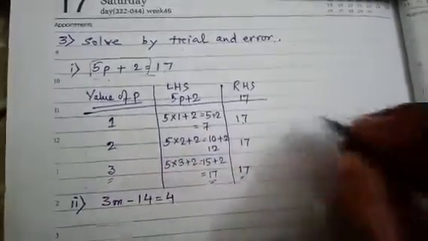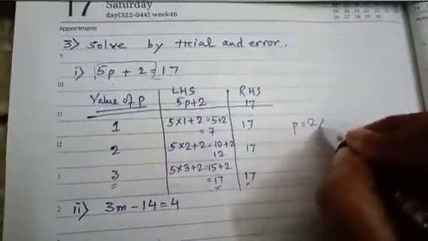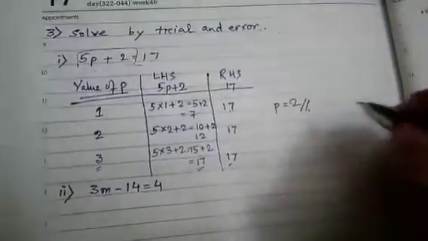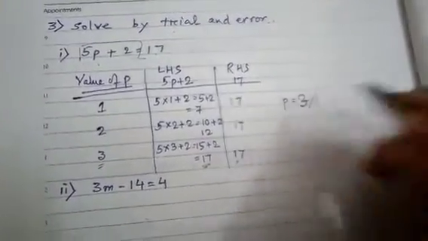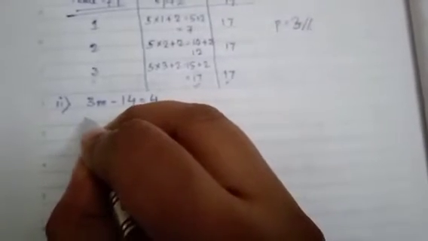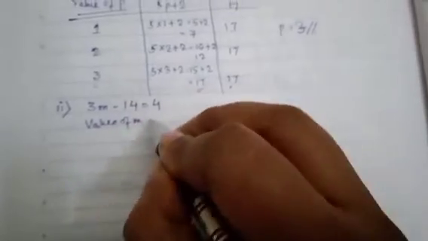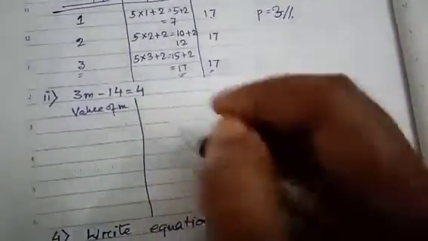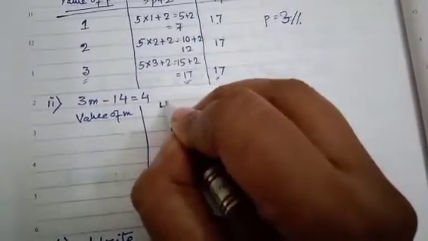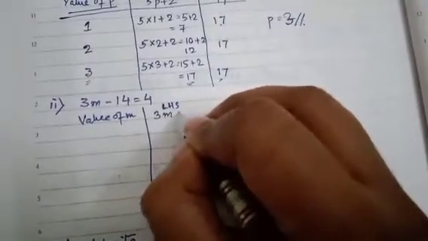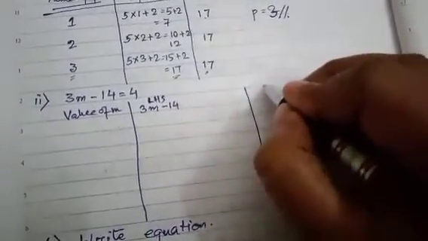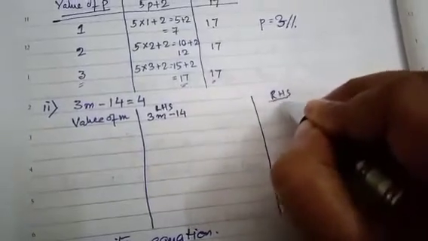So what is the value of my P? Solution is P is equal to 3. Coming to the next one, 3m minus 14 is equal to 4. So what will I write? First is the value of m. That will be the first column that I will be taking up. Then my left hand side, which is 3m minus 14. And then my right hand side is 4.